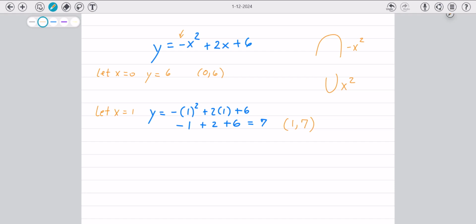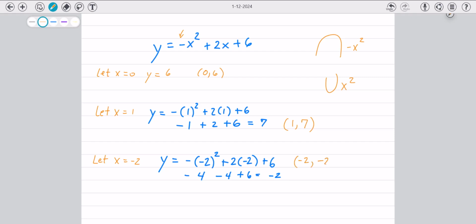All right, let's do another one. I'll let x equal negative 2. So I'm going to plug in the negative of negative 2 squared plus 2 times negative 2 plus 6. So again, you have to be careful here because negative 2 times negative 2 is a positive 4, but that negative, and then of course minus 4 plus 6, so that would equal, what's that, negative 8 plus 6 would be a negative 2. So now I have the point negative 2.